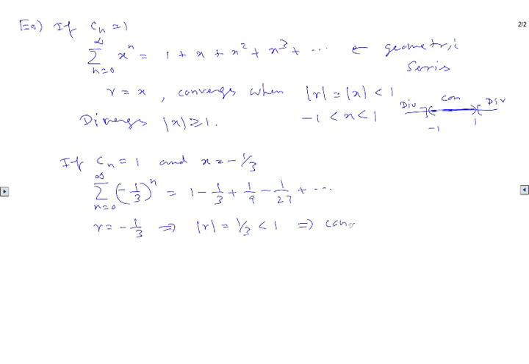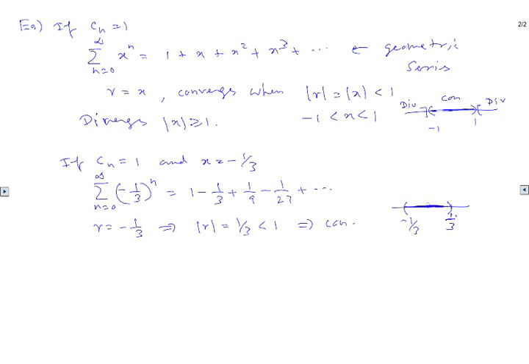Again, converges on what? You can see it converges from -1/3 to +1/3. So inside this interval it is going to converge.